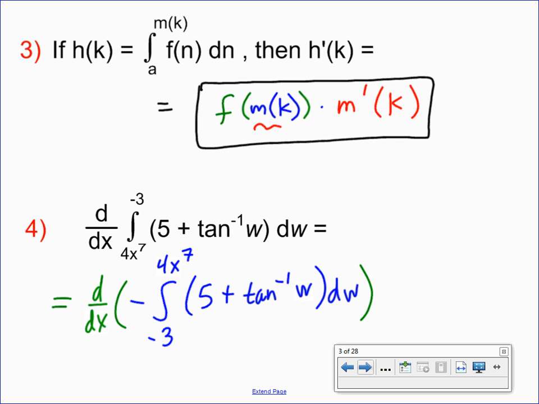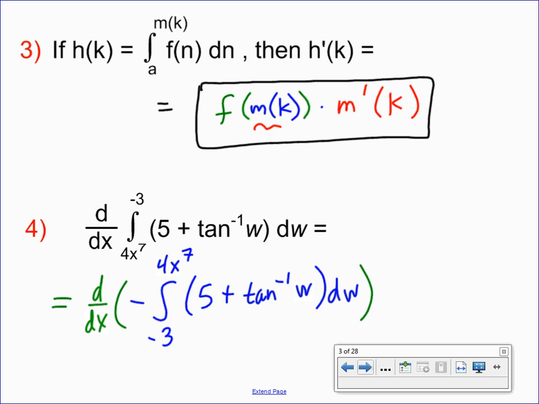We've gone ahead and rewritten the limits. Now my lower limit is a constant, so I'm all ready to apply the fundamental theorem of calculus part 2, which allows me to differentiate an integral defined expression. When I differentiate this integral defined expression, I'll be left with this integrand function, but now we evaluate at my upper limit, and because my upper limit isn't just the independent variable, it's 4x to the 7th, itself a function of x, I need to then multiply by the derivative of that upper limit.